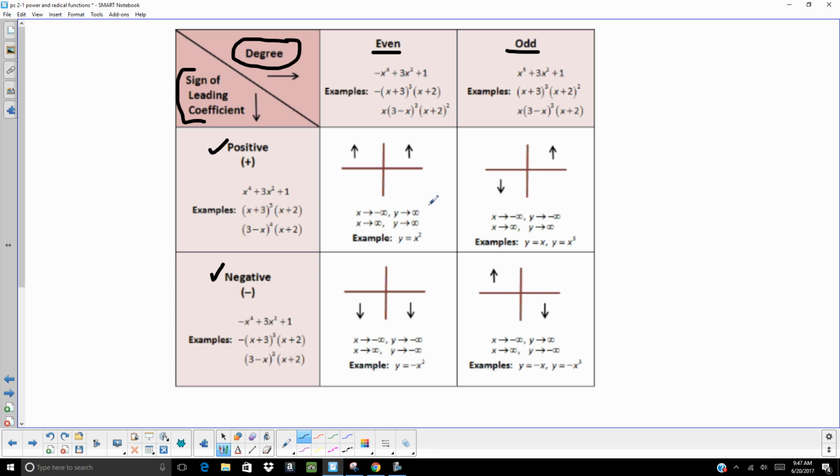And if you get ambitious, here is the math speak of it. As x approaches negative infinity, that just means the left-hand side, y is approaching infinity. It's going up. As x approaches infinity, that'd be the right-hand side, y approaches infinity. It's going up. So that's just a fancy way of saying it.